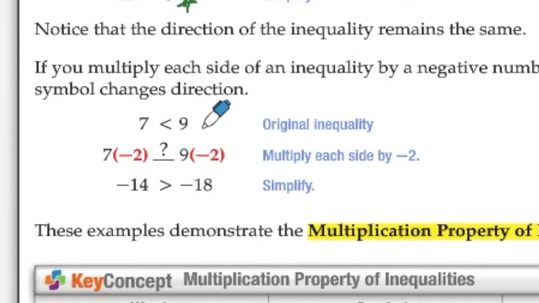However, if you multiply both sides of an inequality by a negative number, the inequality symbol is going to change directions. And to illustrate that, we have 7 is less than 9, which is a true statement. However, when we multiply both 7 and 9 by negative 2, we get negative 14, and that is not less than negative 18. But if we flip the inequality symbol around, we do have a true statement.